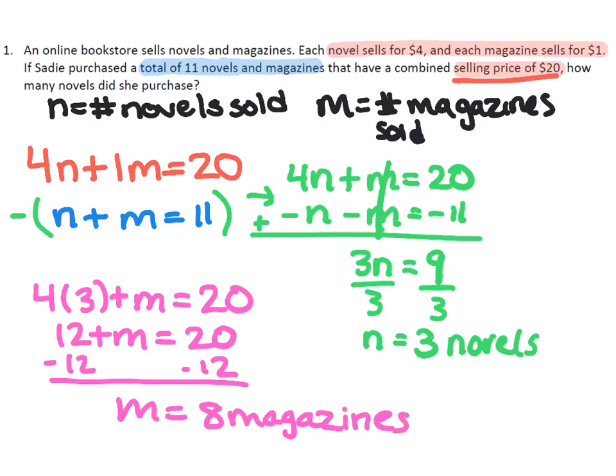Now, the original question here says how many novels did she purchase? So our final answer is that value of n, which is the number of novels that were purchased.